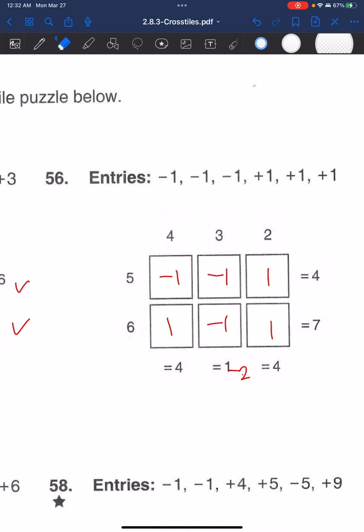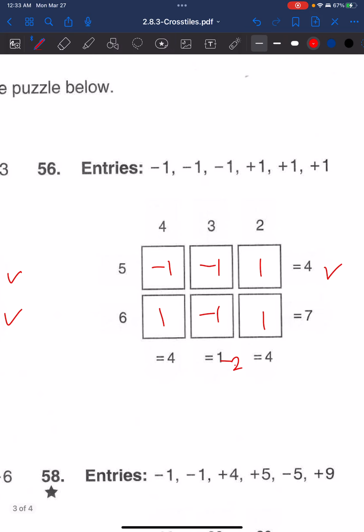Negative 1 plus negative 1 plus 1 is negative 1, and so 5 minus 1 is 4. 1 plus negative 1 plus 1 is 1, and 6 plus 1 is 7. Negative 1 plus 1 is 0, and 4 plus 0 is 4. Negative 1 plus negative 1 is negative 2, and 3 minus 2 is 1. 1 plus 1 is 2, and 2 plus 2 is 4.